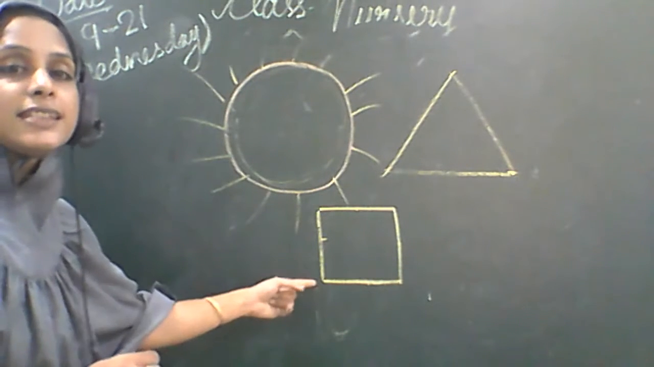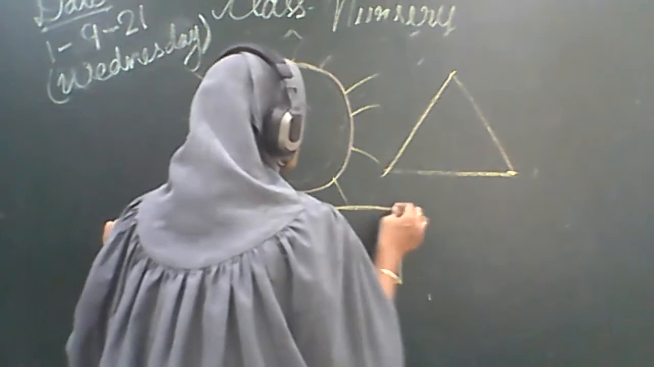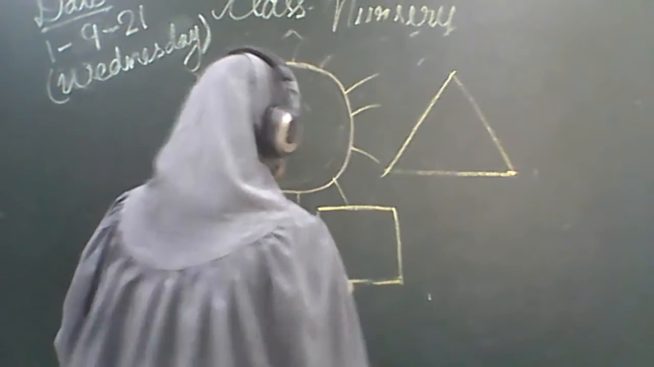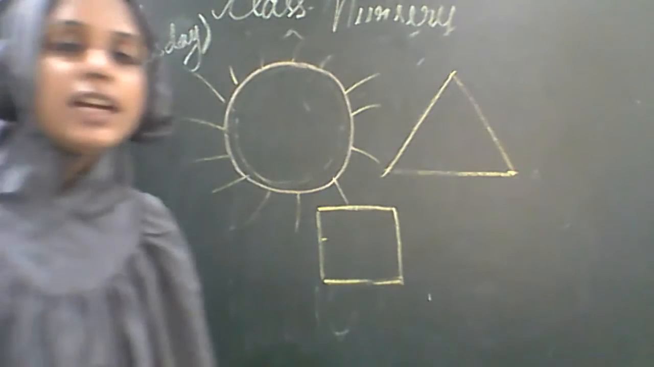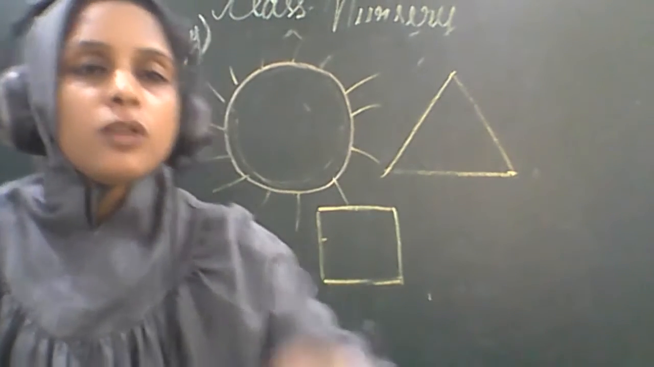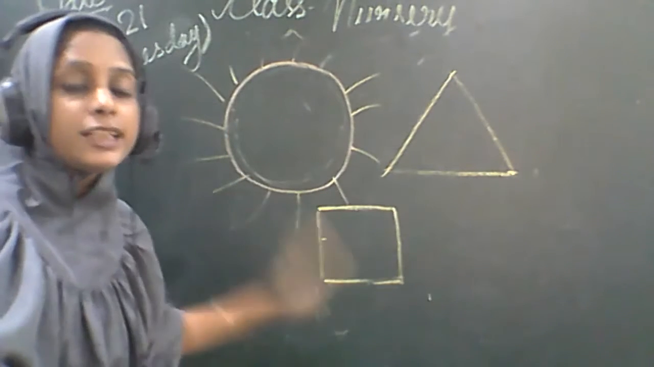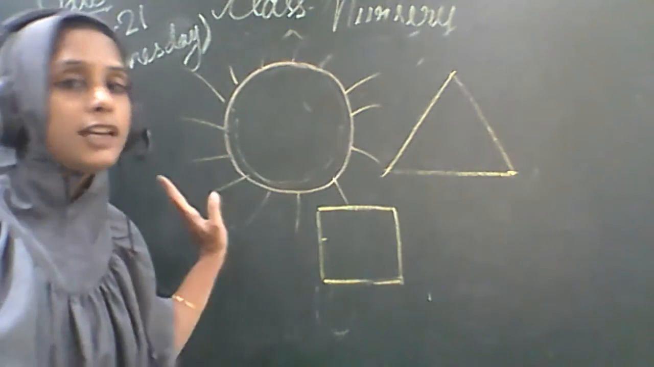And this is square. Jab kisi cheez ki charo sides same ho, all the four sides are same, then it is a square. Theek hai? Okay, kids? Circle, triangle and square. That we had done earlier in the class.